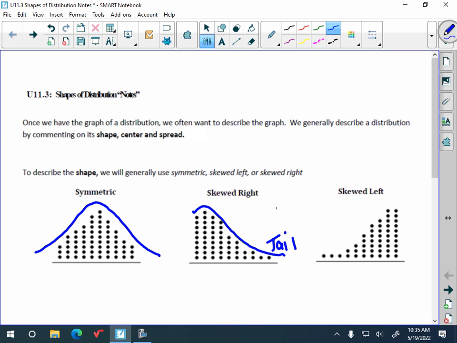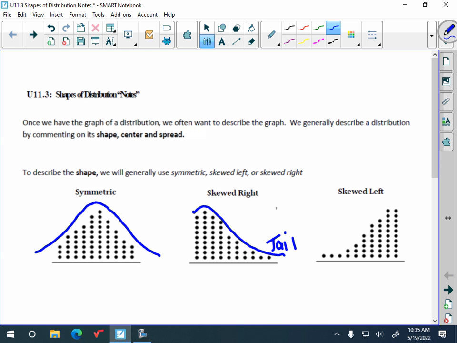So let's say we were talking about test scores. Let's say I gave a test, and most people failed. So let's say the average was 40%. So most people are getting low scores. They're over here. But then a couple of people take the test, and they score really high. So they get 100%. Because they got 100%, it skews the data.